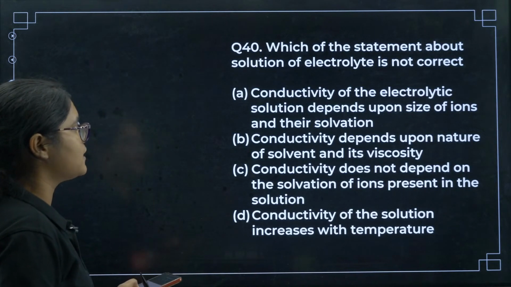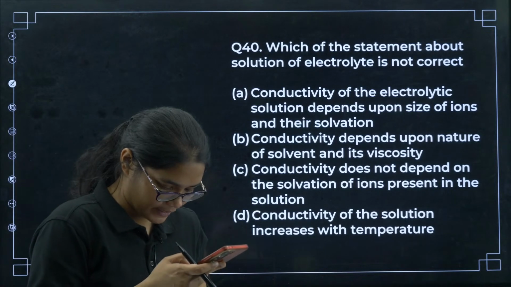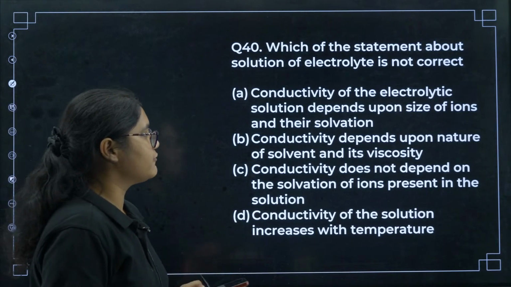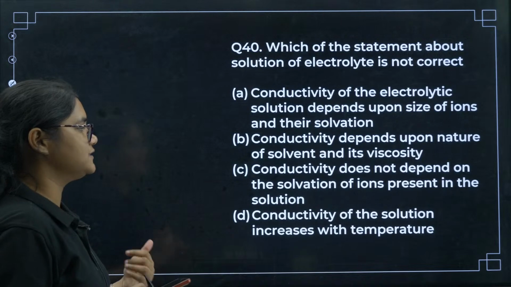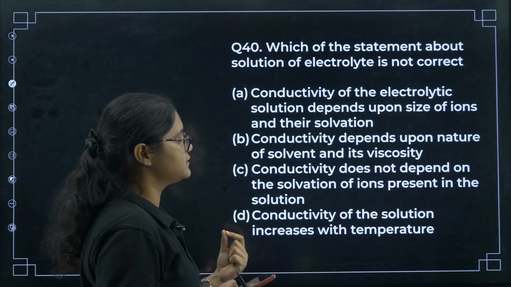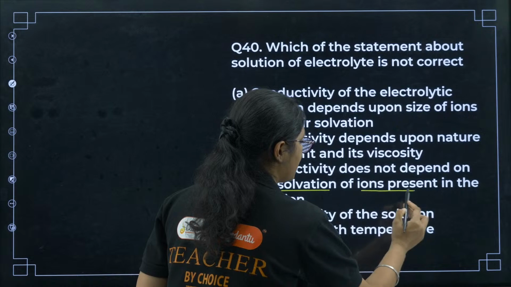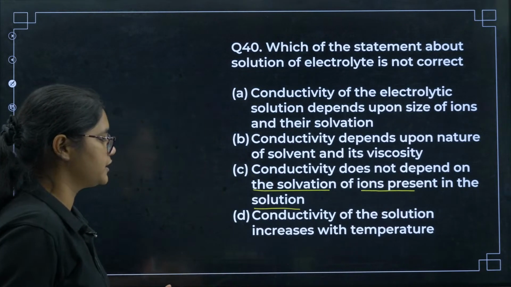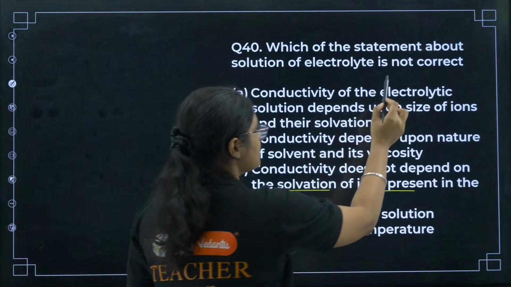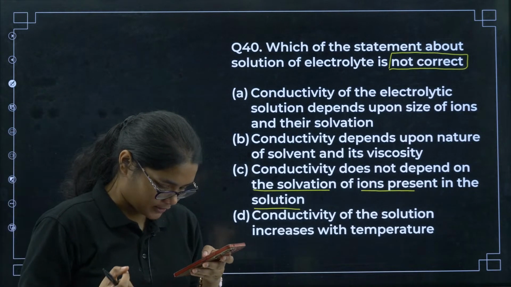Which of the statements about the solution of electrolyte is not correct? Conductivity of the electrolytic solution depends on the size of the ions and their solvation. Conductivity depends upon the nature of the solvent and its viscosity. Conductivity does not depend on the solvation of the ions present in the solution. Conductivity of the solution increases with the temperature. You have to find which is not correct.